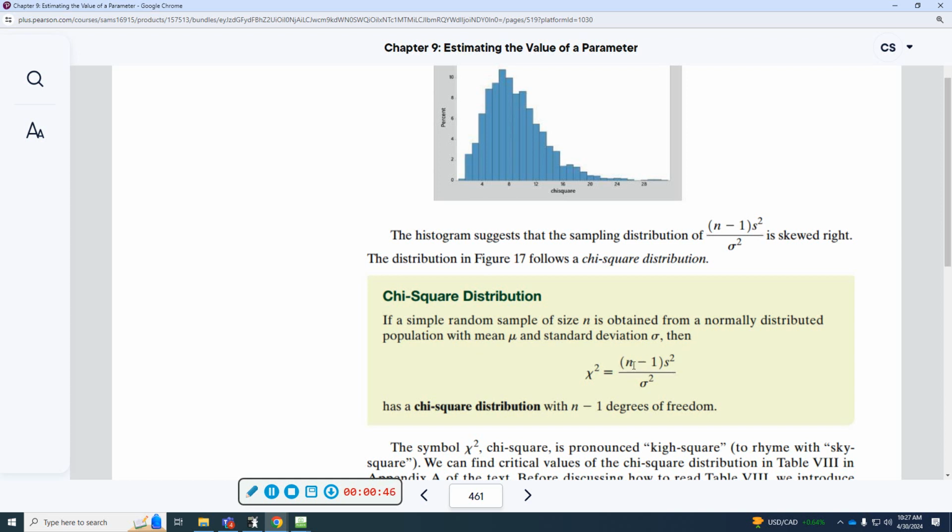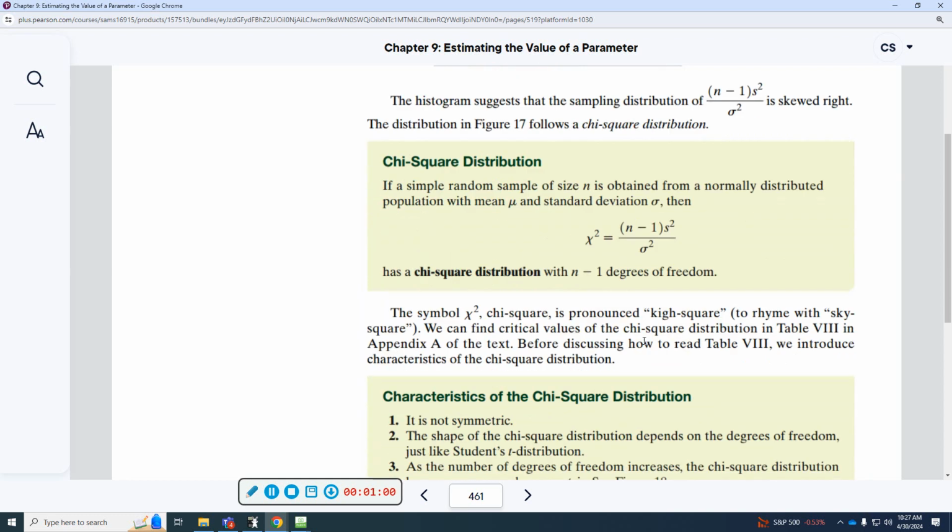Then estimating the standard deviation, you're going to take the degrees of freedom n-1 times the sample standard deviation, the sample variance divided by the population variance.